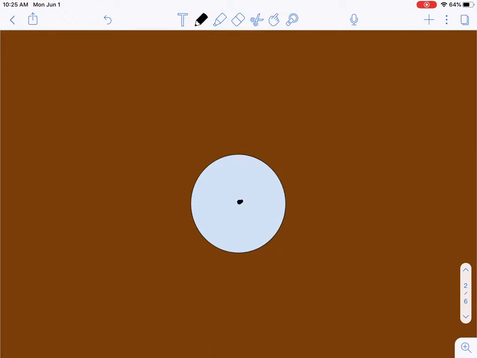So if we say the center of our circle is here, the outside of the circle is made up of all the points that are all the same distance away from this center. So all these distances that I'm showing here, these straight line distances, are all the same. And if I take one of those and draw it cleanly here, that is called a radius. A radius goes from the center of the circle out to the edge.